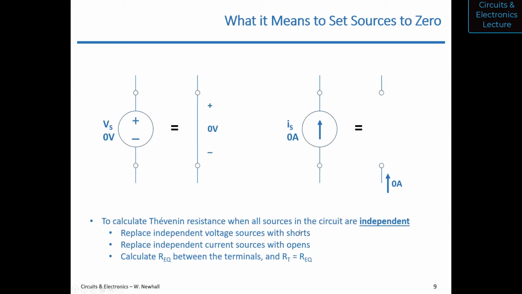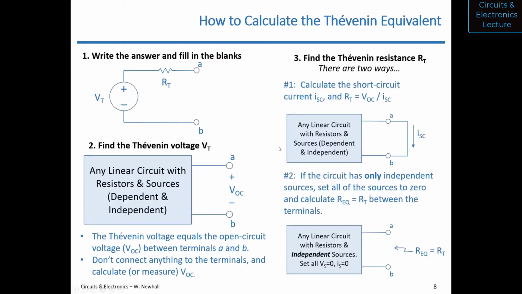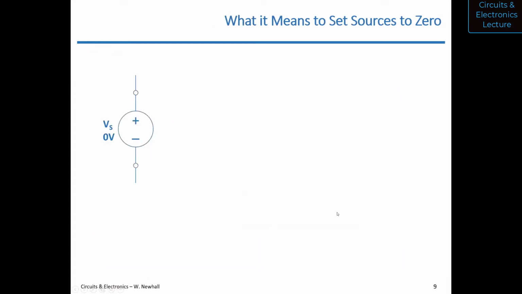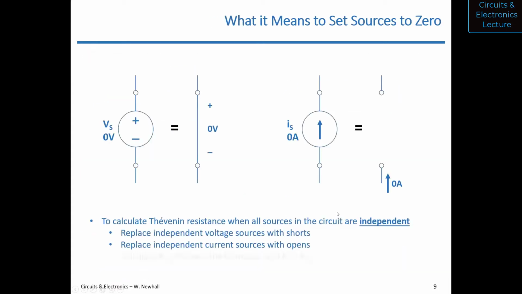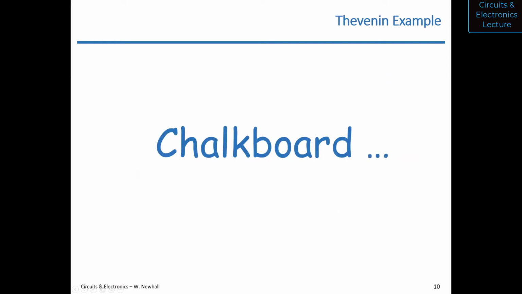Okay, so I am going to walk you through an example now. We're going to do this. Let me go back one slide. We're going to find VT, we're going to find RT, and we're going to find RT both ways as a demonstration. Okay, so let's move to the whiteboard.